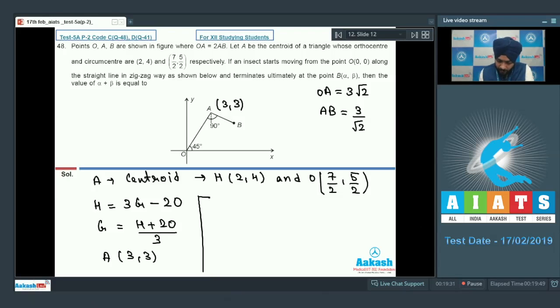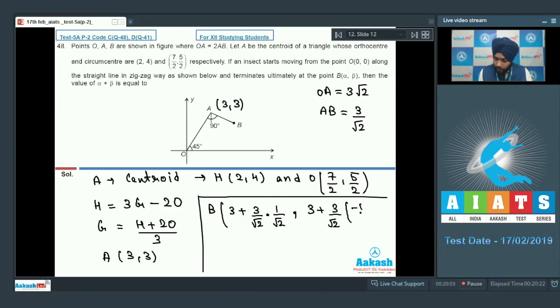By using the parametric form, the coordinates of point B can be written as (x1 plus r cos theta, y1 plus r sin theta). So x1 is 3, r is 3 by root 2, that is the distance AB. Cos theta is cos of minus 45, so 1 by root 2. So 3 plus 3 by root 2 into 1 by root 2, and 3 plus 3 by root 2 into minus 1 by root 2. The coordinates are 3 plus 3 by 2 and 3 minus 3 by 2. So 3 plus 3 by 2 will give you 9 by 2 and this will give you 3 by 2. These are the values of alpha and beta.